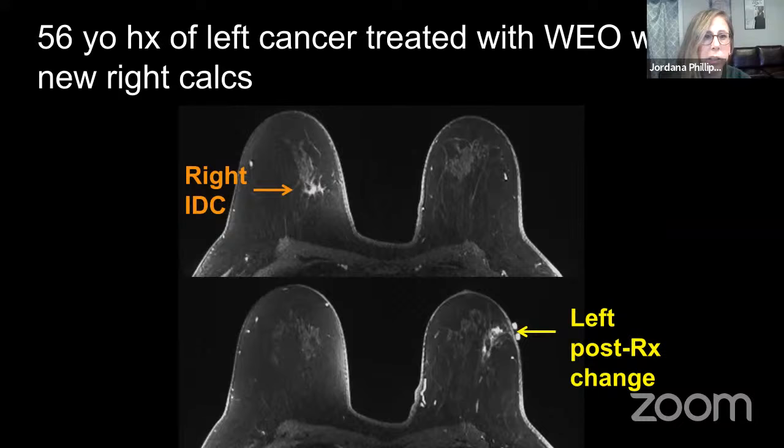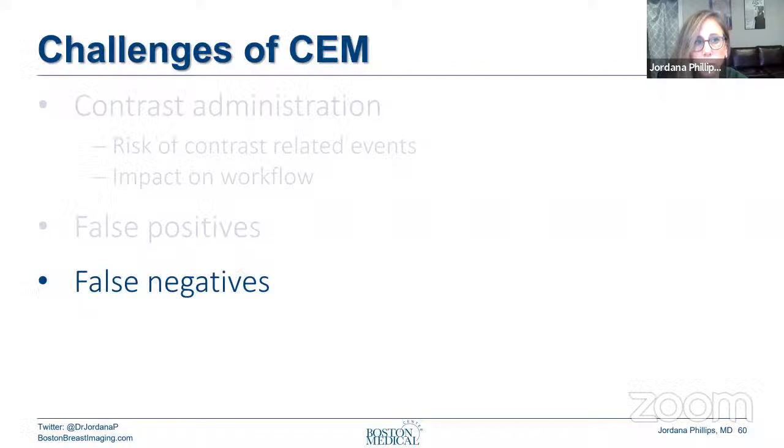We ended up having an MRI because this was early on in our implementation. We can see the same thing on the right with those calcifications. We had enhancement. And we also saw mass enhancement in the surgical bed on the left. And it turned out that this was not recurrence because we did a biopsy. And we found that it was just post-treatment change, an area of fat necrosis. So this is an example of a false positive on contrast mammo and MRI. Another challenge of contrast mammo are false negatives.